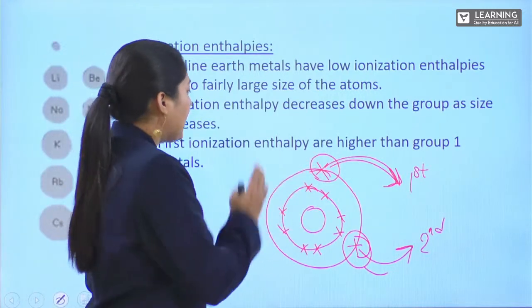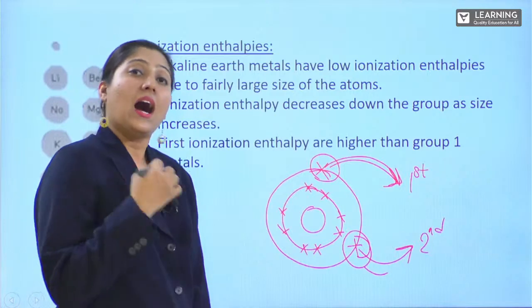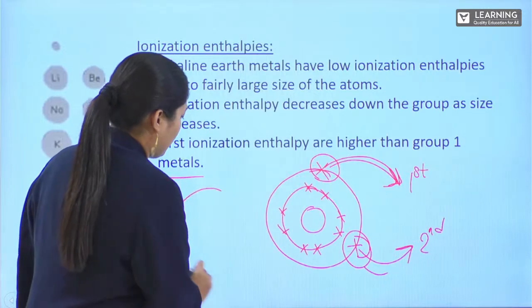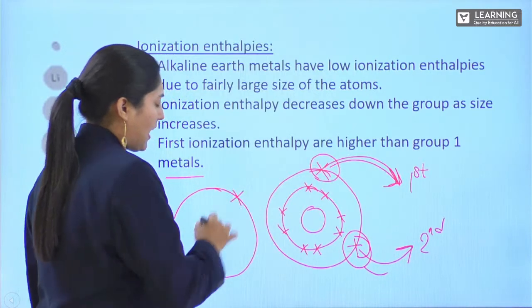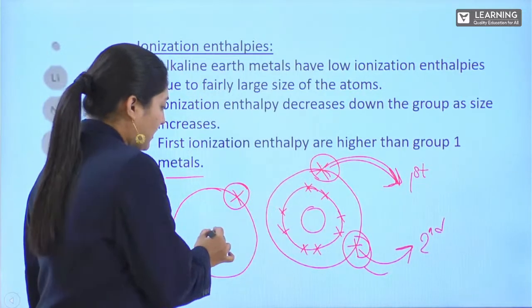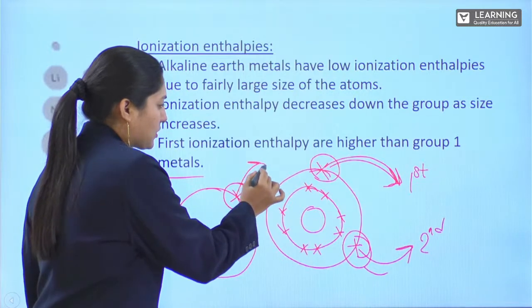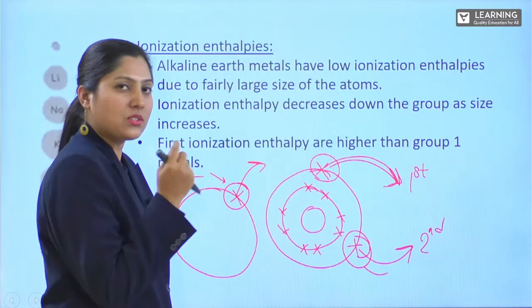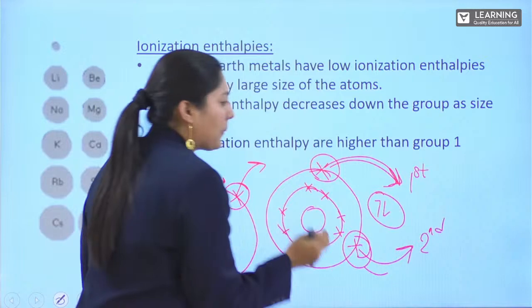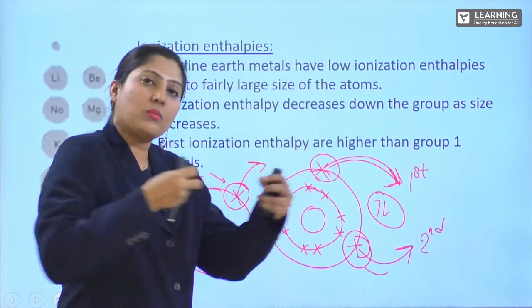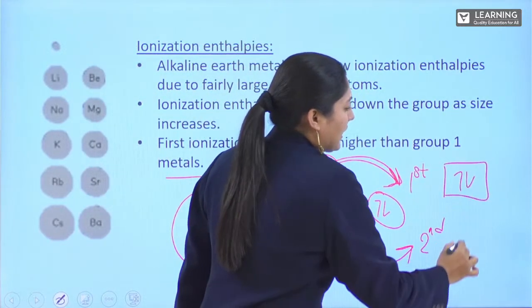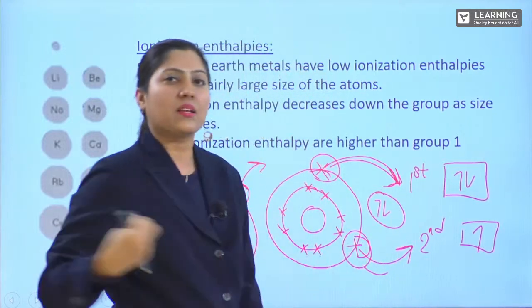Hope you understand this. Now the first ionization enthalpy is higher than that of first group metals. Why is it so? The first group has 1 electron. We have 2 electrons in alkaline earth metals. If you remove 1 electron here, we are giving less energy. Here, as I said, in the s block we have paired electrons. It is very difficult to remove paired electrons. If it is only 1, we can easily remove it.